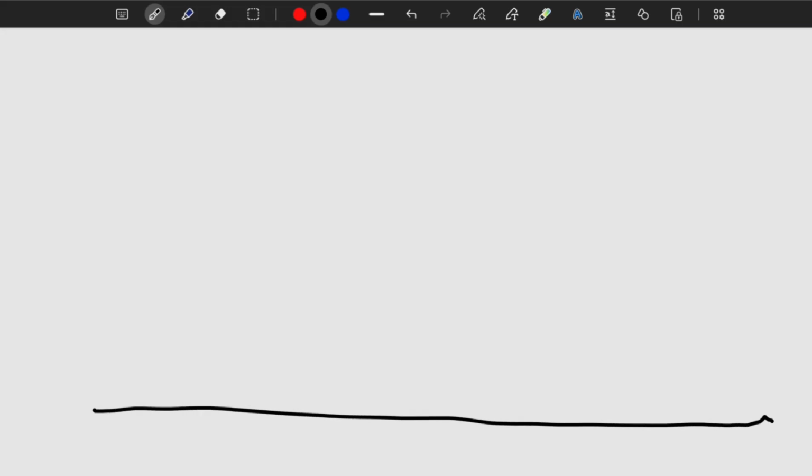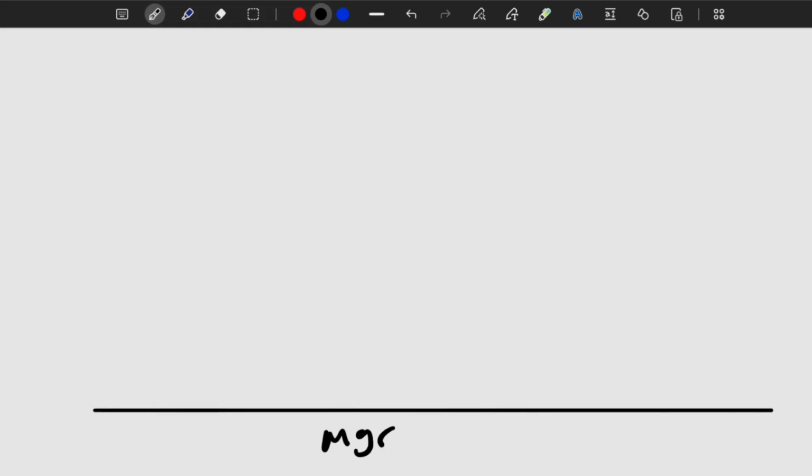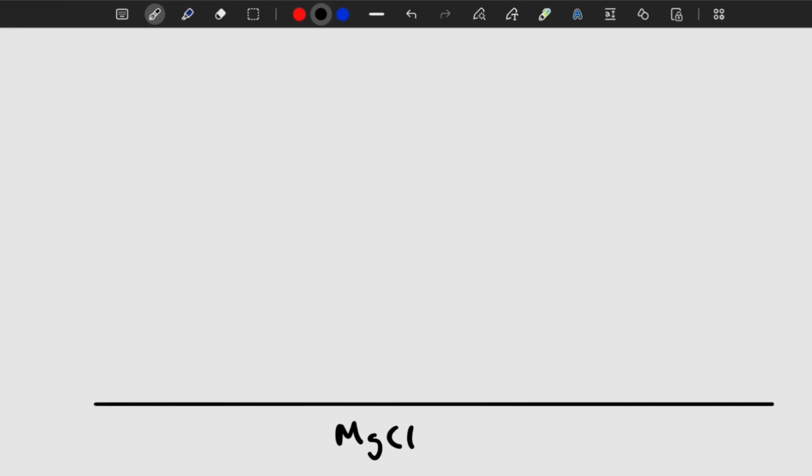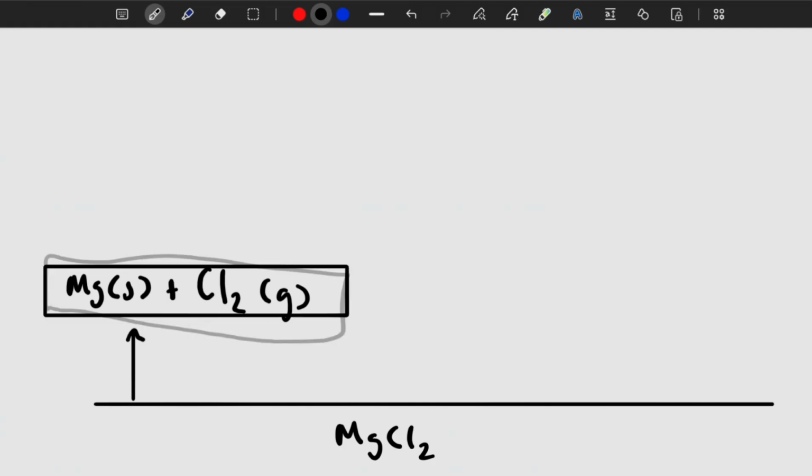Okay, so as always, I'm going to start with my line. So magnesium chloride, and we're going to start with our enthalpy of formation, as we all know, which is endothermic, and then magnesium is a solid. Oh yeah, wait, sorry. And we don't need to put a half in the chlorine anymore because there's already 2 chlorine atoms because it's a diatomic molecule. So that is our enthalpy of formation.